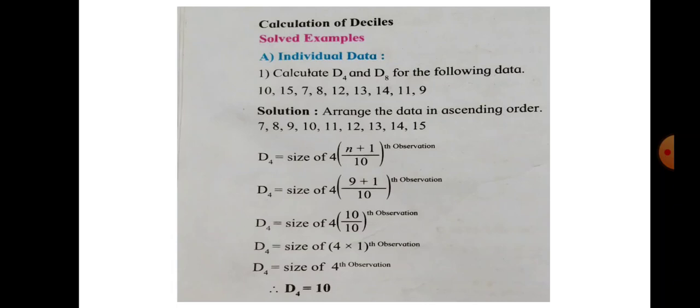So how to find the size of the fourth observation? Go to the ascending order series. What is the fourth observation in the ascending order series? That is 10. So D4 is equal to 10.